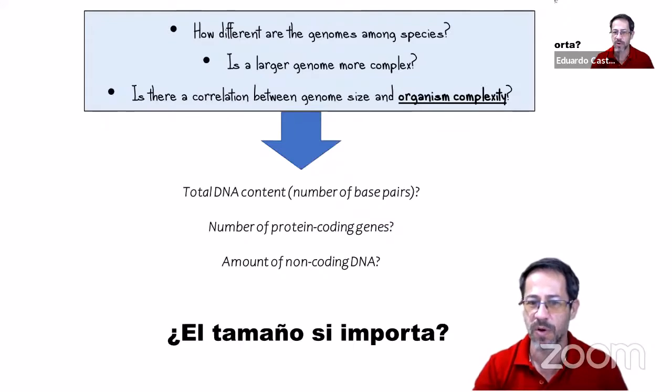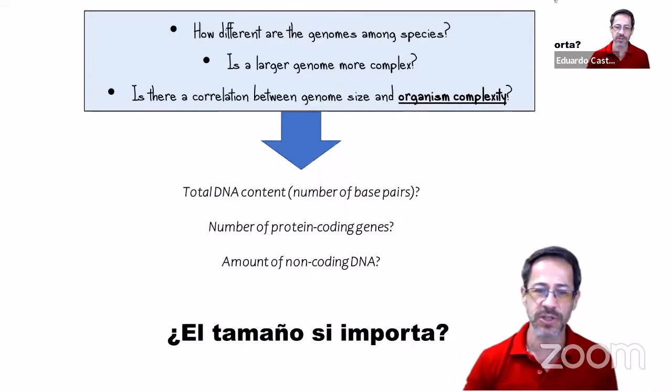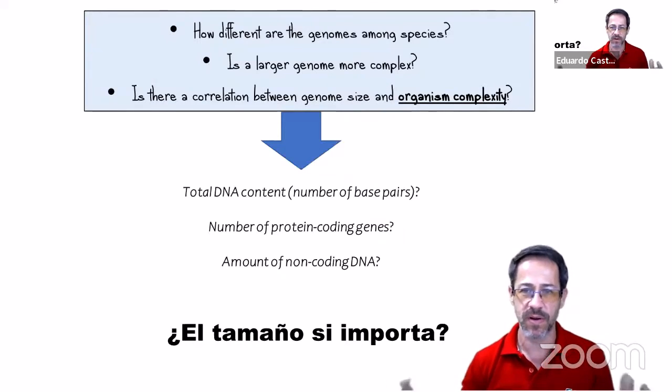So there may be two organisms that have similar genome size. They have maybe a similar number of protein coding genes, but they have very different amounts and types of non-coding DNA, and that will make the difference. Even though the genomes are similar in size and similar in protein coding genes, if they have a lot of differences in non-coding DNA, that will make a big difference in the complexity of the organism.